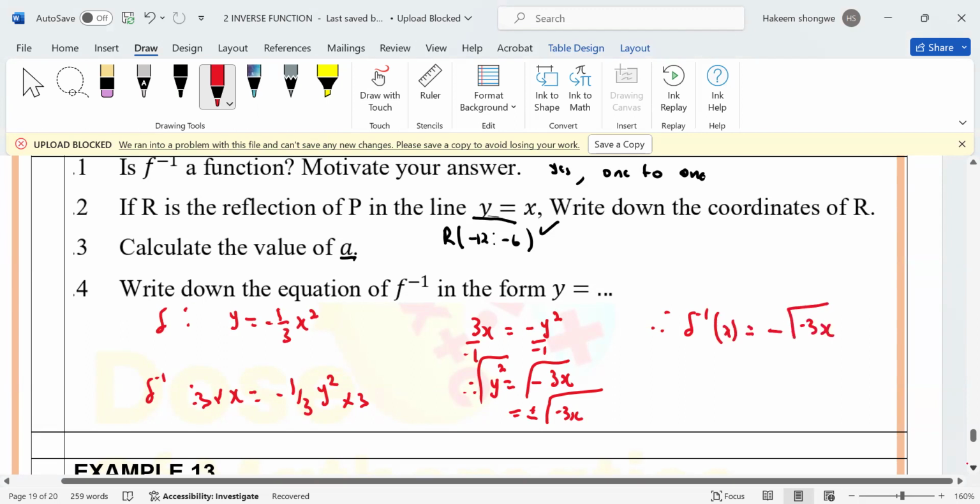And then for something like this, they will give us 1 mark for changing x and y, 1 mark for the root, and then 1 mark for the final answer, which is us choosing the correct sign.